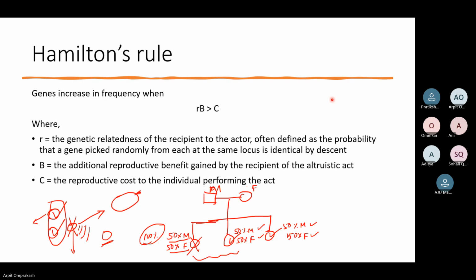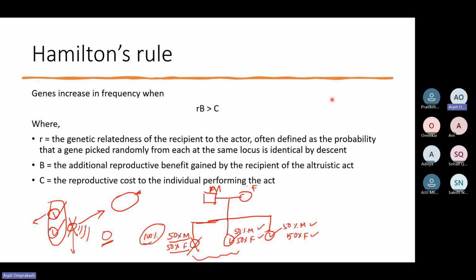So when you are becoming altruistic, you are helping out your siblings or your relatives. Hamilton said that it makes sense if RB is greater than C for you to be altruistic, and not otherwise, where R is the genetic relatedness between you and the person on the receiving end of the altruistic act, and B is the additional reproductive benefit that is gained by the recipient.